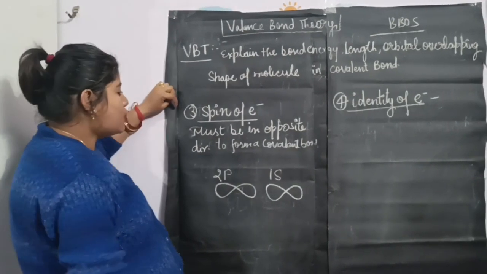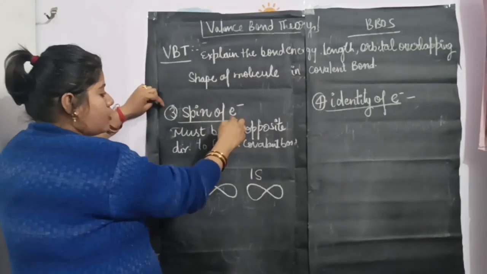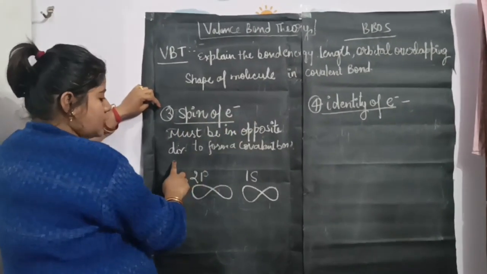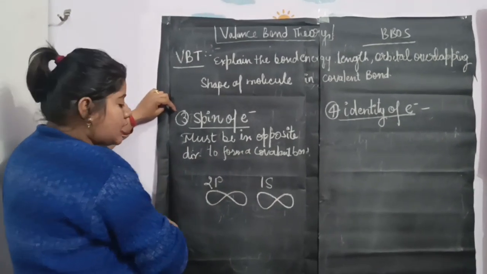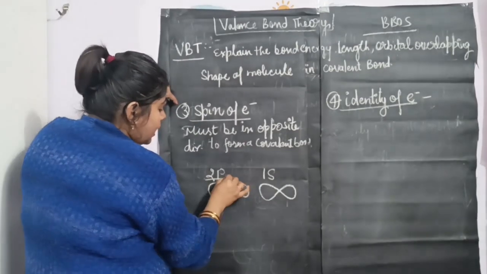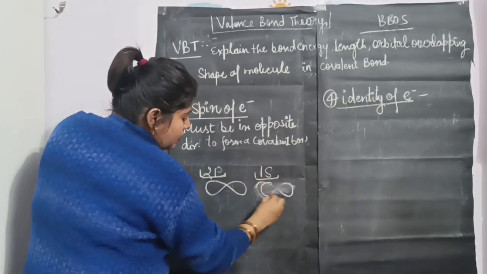Now the third postulate of this theory is the spin of the electron. The spin of the electrons must be in opposite directions to form a covalent bond. Suppose, let me consider an example: I take a 2p orbital and a 1s orbital, which is spherical in shape.